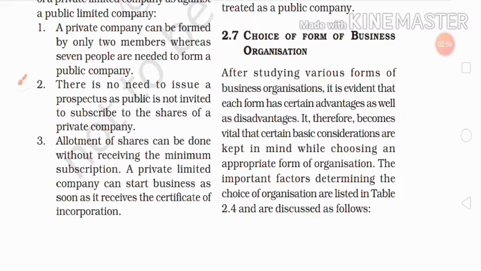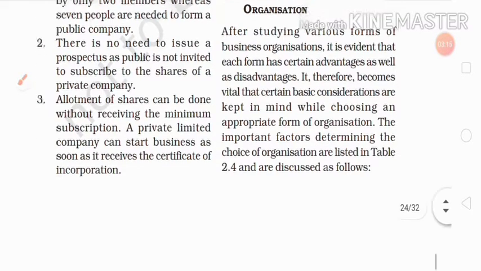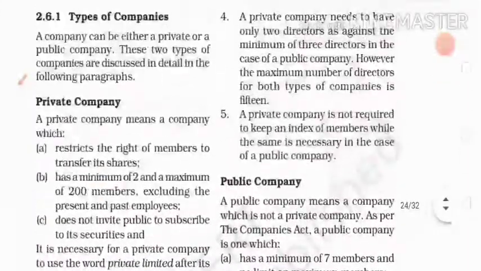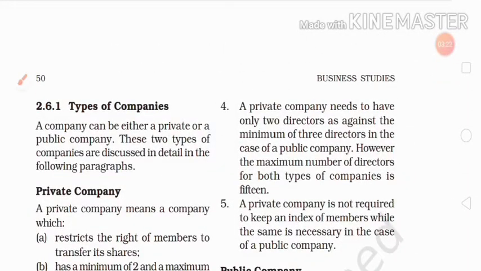Third, private companies are not required to file either a prospectus or a statement in lieu of prospectus. Point number 4, a private company can commence its business immediately after receiving its certificate of incorporation. It does not need to obtain a certificate of commencement. Point number 5, maintaining an index of members is not required by a private company. Then shares of a private company can be allotted even if minimum subscription is not received, and there is no restriction on the amount of loans to directors in a private company.